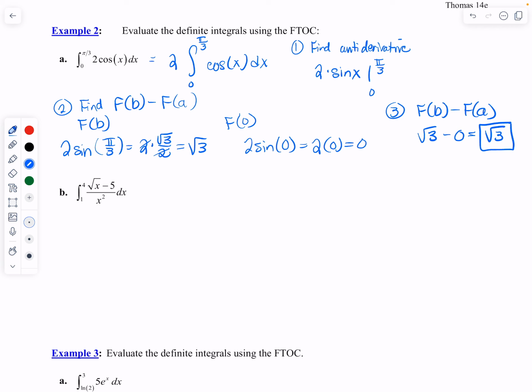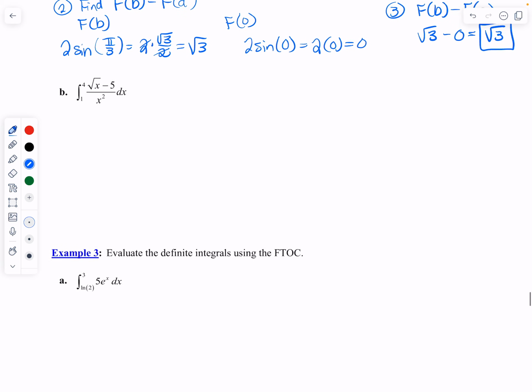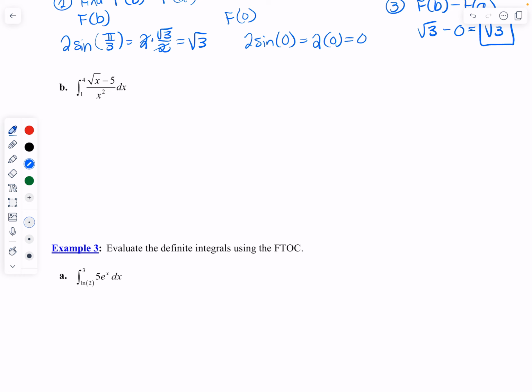Okay, let's do B. Now, remember, when you're integrating, if I have something that is a quotient, that's no good unless it matches one of the rules, which this does not. It doesn't match any of the inverse functions. So what we're going to do is split this up because I'm dividing by a monomial. Whenever I'm dividing by a monomial, I can do this, okay? So basically, I've got to simplify this.